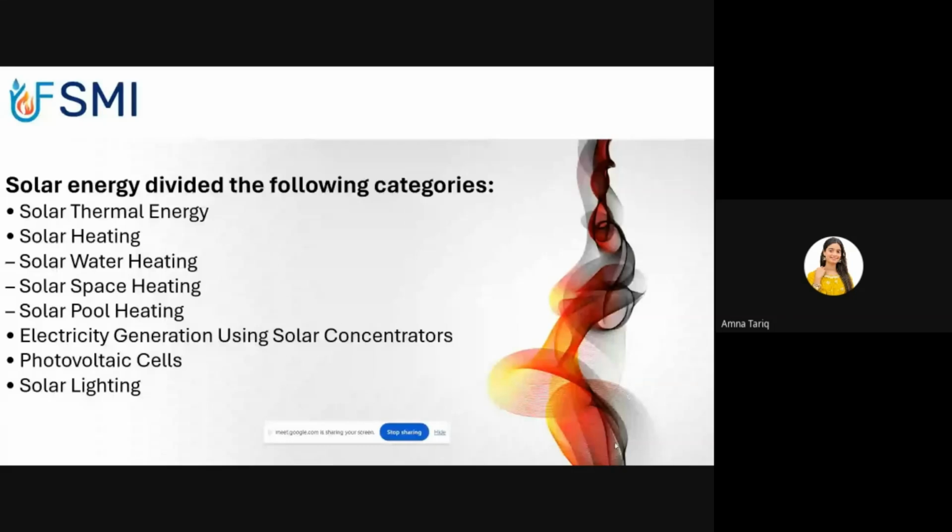Next is electricity generation using solar concentrators. Concentrated solar power systems use reflective media, such as mirrors, to concentrate the sun's heat energy onto a boiler to generate steam, which is used to drive a steam turbine and generate electricity. CSP is also used to break down metal oxides into their metal counterparts, for example zinc oxide to zinc, which is used to split water for producing hydrogen.